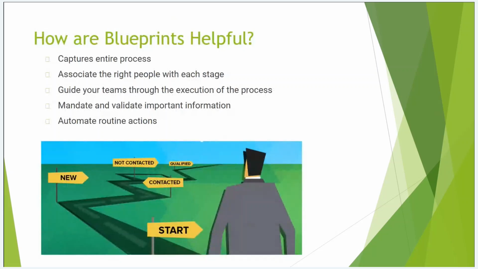Blueprints are helpful because you can capture an entire offline process within the software. You can make sure to associate the right people with each stage, and you can guide your team through the execution of the process. So maybe you want to give your salespeople specific call scripts or require fields before moving to the next state. You can mandate and validate important information. You can automate routine actions like sending a contractor email.